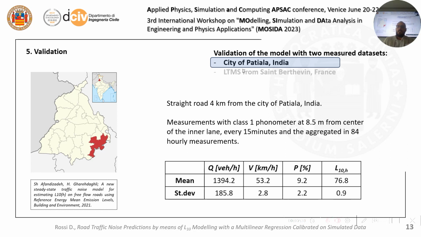Let's start with the first one. It is the city of Patiala in India. It's a straight road, 4 kilometers long. The measurement, which you can find in this work, was made with a class 1 sound level meter at 8.5 meters away from the center of the inner lane. And here you have the statistics of all the parameters, the same parameters, of course, that we used for the simulation.